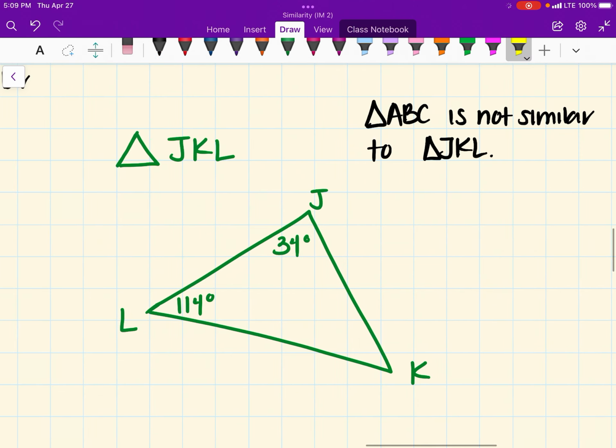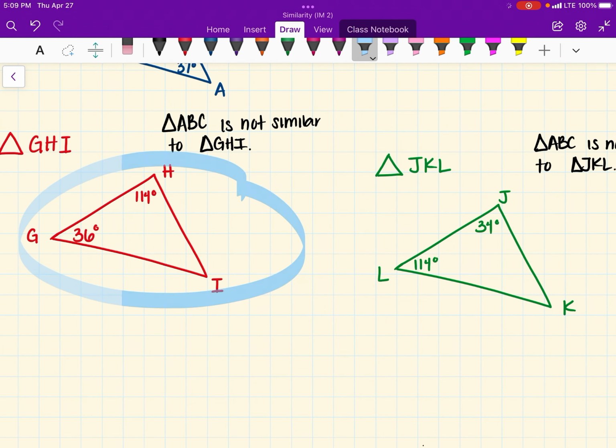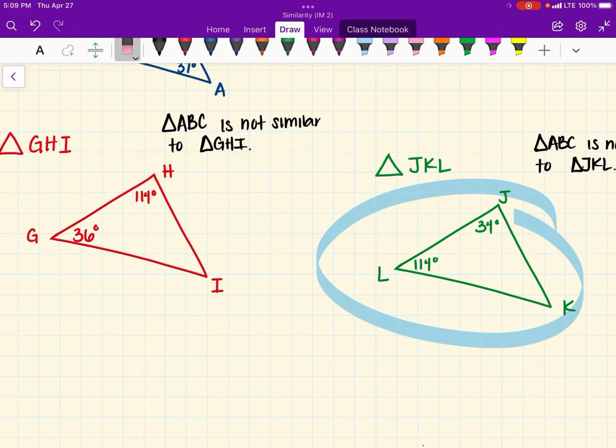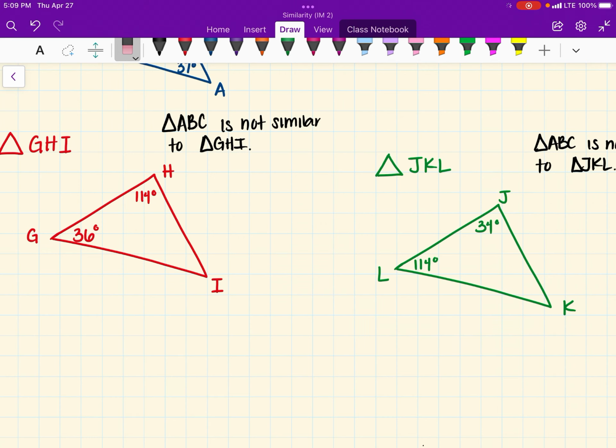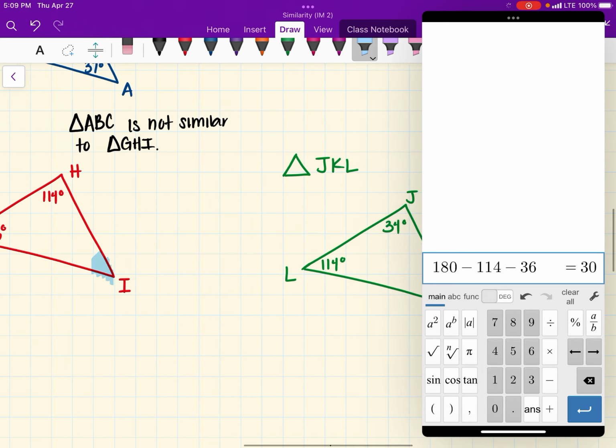Now, the question for you guys here is, if I were to compare these two triangles here, could I consider those triangles to be similar? We did mention that in order to determine similarity, you only need two angles, because the other angle should be automatic. If I input this in the calculator and do 180 minus 114 minus 36, I should be getting 30.